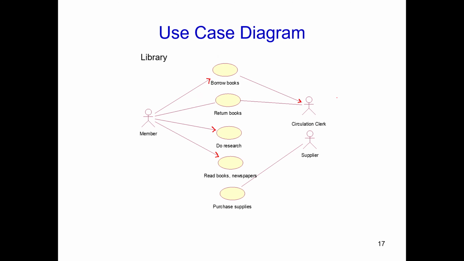Use case diagram for library. So what are the functions of the library? They're listed here in the middle. Then you have, let's say, a member or student. You have the circulation clerk and the supplier, right? So purchase supplies for the library. And then the same thing. So how is the member interacting with the library? How is the circulation clerk interacting with the library, and so on?